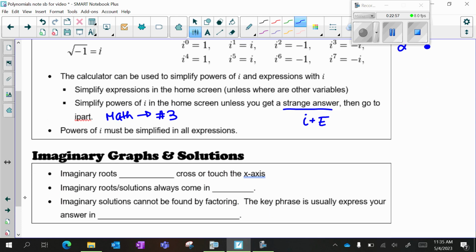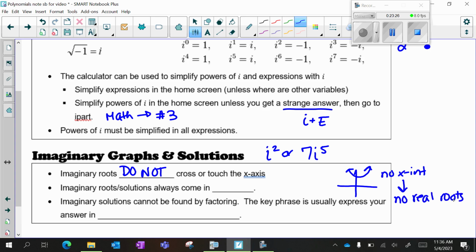You can never leave anything greater than i in your answer. So if it's i squared or 7i to the 5th, you need to use your calculator to simplify that before getting your final answer. And the most important part for us in this course is imaginary roots. Imaginary roots do not cross or touch the x-axis. So it would be something like this. This parabola has no x-intercepts, so therefore it has no real roots. I would anticipate when I solve, they are going to be imaginary roots only.